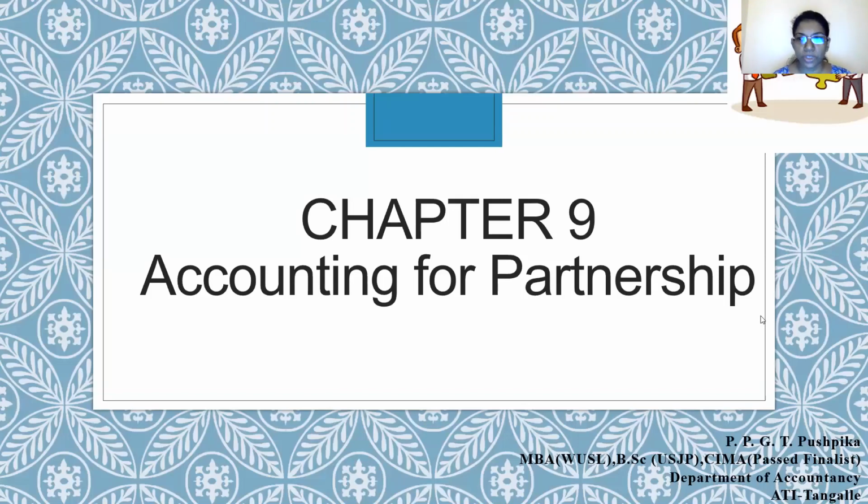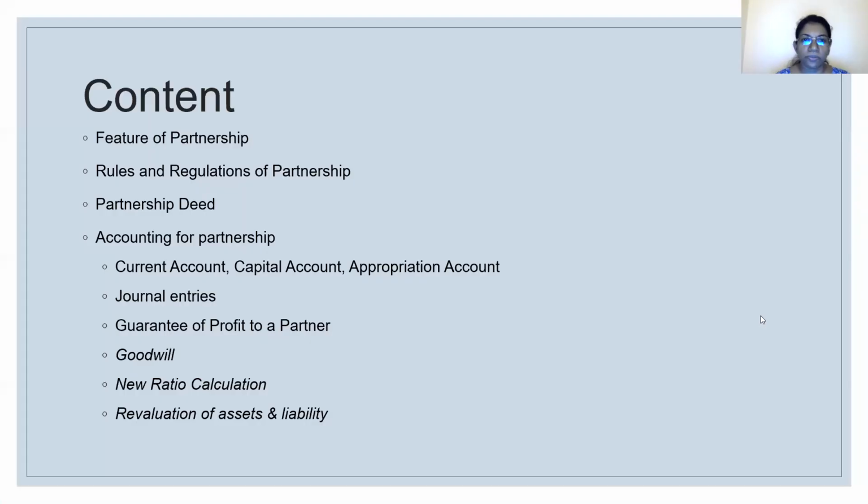So welcome back to a new chapter, chapter 9, Accounting for Partnership. So let's look at the content of the subject. In this chapter, we are going to talk about features of the partnership, rules and regulations of the partnership, partnership deed, then how we are going to account for partnership, current account, capital account, and appropriation account, and journal entries, right?